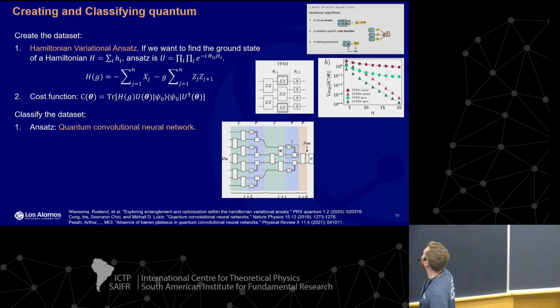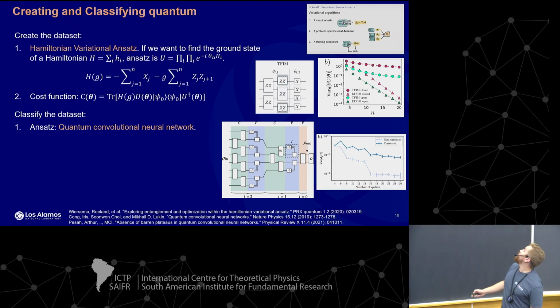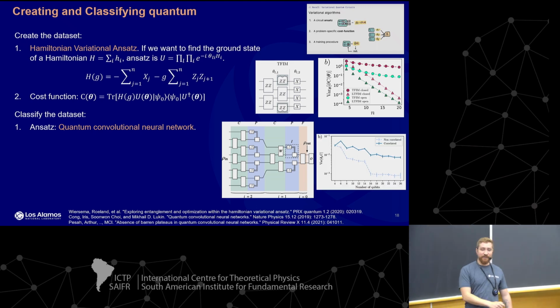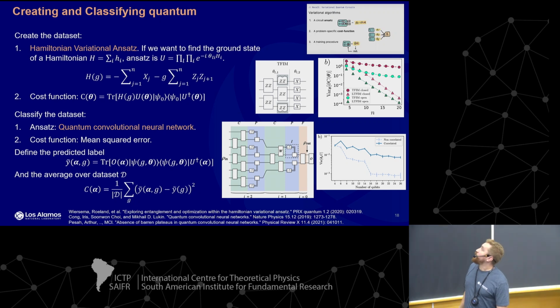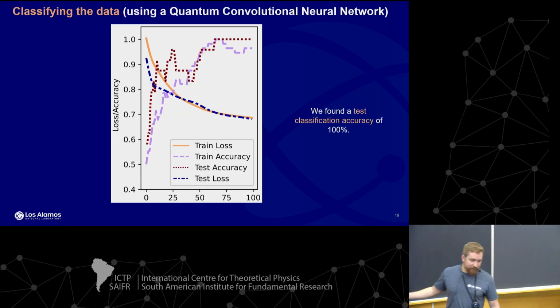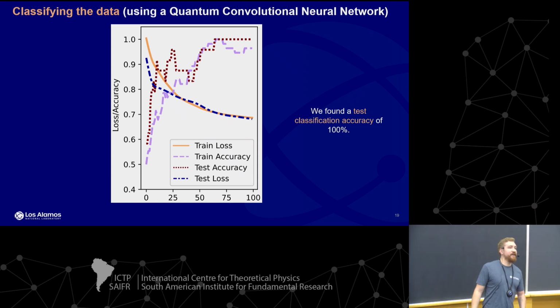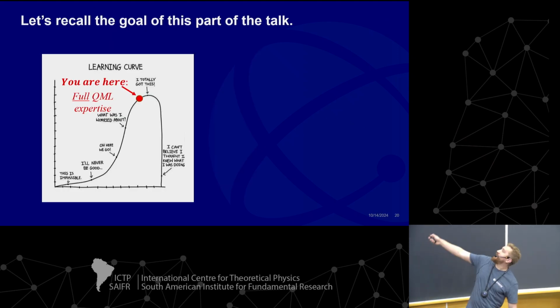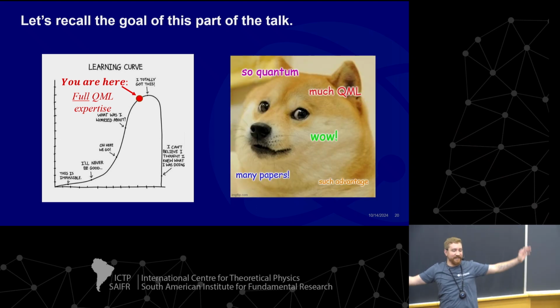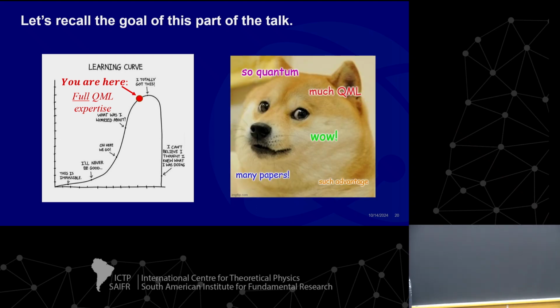Again, you might be like, barren plateaus. Does this have barren plateaus? Well, it doesn't. It's just polynomially decaying. And this is something that we've managed to prove rigorously. So now you just define your cost function, like the mean squared error. You do your training, and you can get 100% classification accuracy on classifying the ground states of the Ising model. So I think at this point, you're almost here. Full quantum machine learning proficiency. Now it's just a thing about cranking the notch, getting so many papers out.